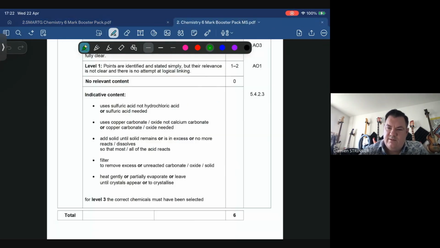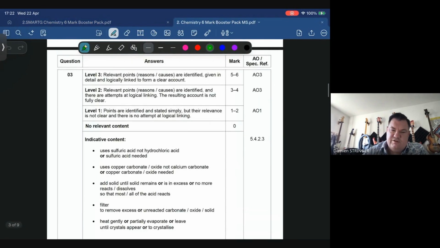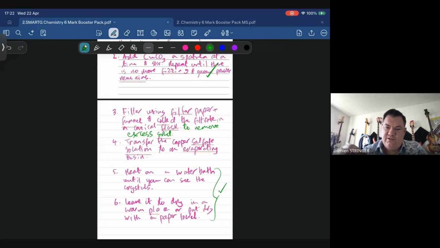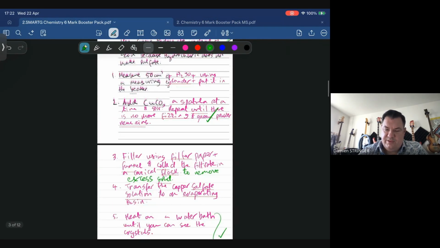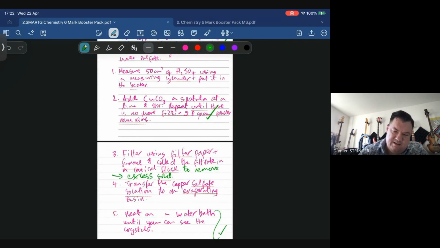And then the way you determine whether it's 6 marks or not. No relevant content. Well, we've got loads of relevant content. Points are identified and stated simply. I think we're better than that. Relevant points and reasons. We did give reasons because we said hydrochloric wouldn't give a sulfate, for example. And if we look at level 3, you've given it in detail, logically linked to form a clear account. So there's no reason why that wouldn't get a full 6. But I think that is important, so I'll put a star next to it to remove the excess.